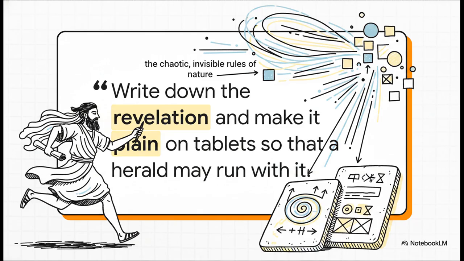The source material draws a pretty incredible parallel here with the book of Habakkuk, chapter 2, verse 2, which says, "Write down the revelation and make it plain on tablets so that a herald may run with it." The curriculum makes the argument that just as divine revelation is made plain to believers, math formulas do the exact same thing for the physical world. They literally take the chaotic, invisible rules of nature and make them plain on tablets so we can figure them out, run with them, and basically predict the future.